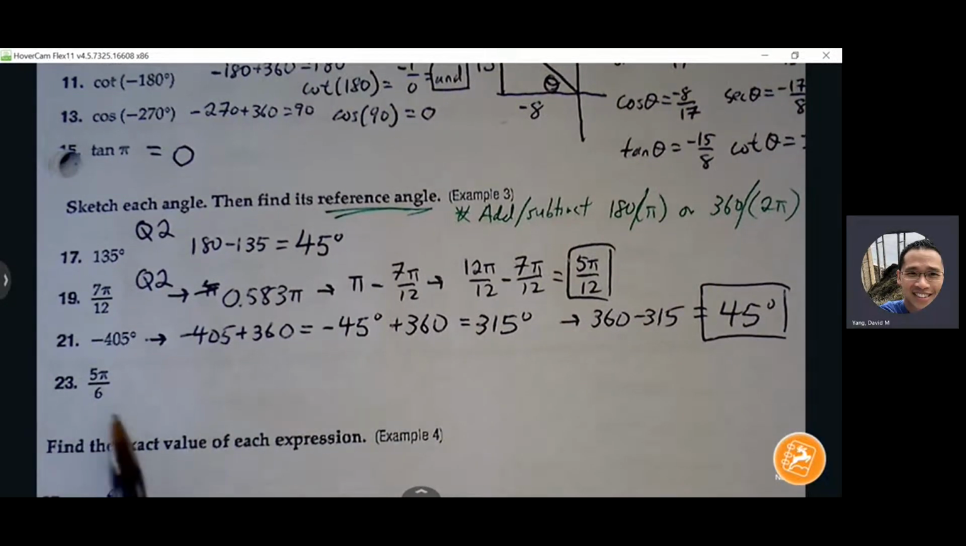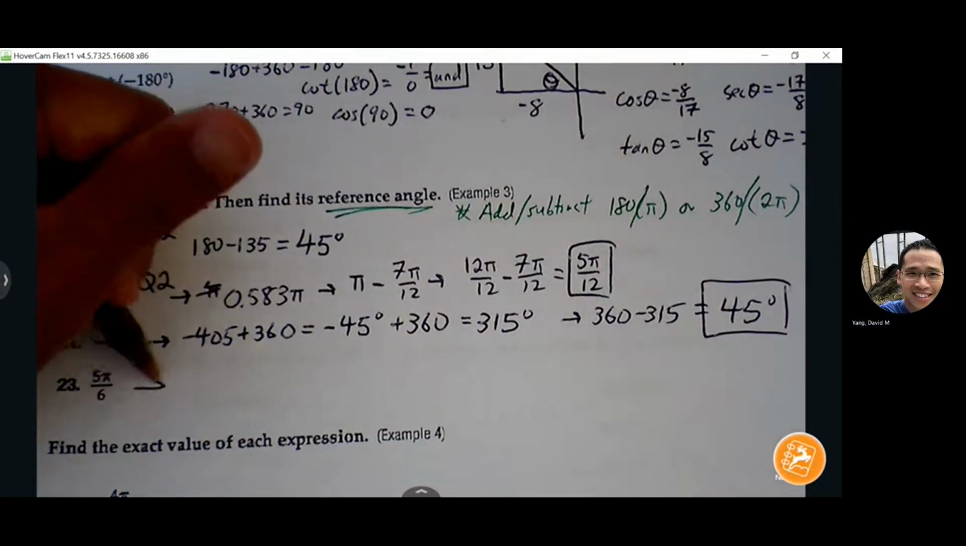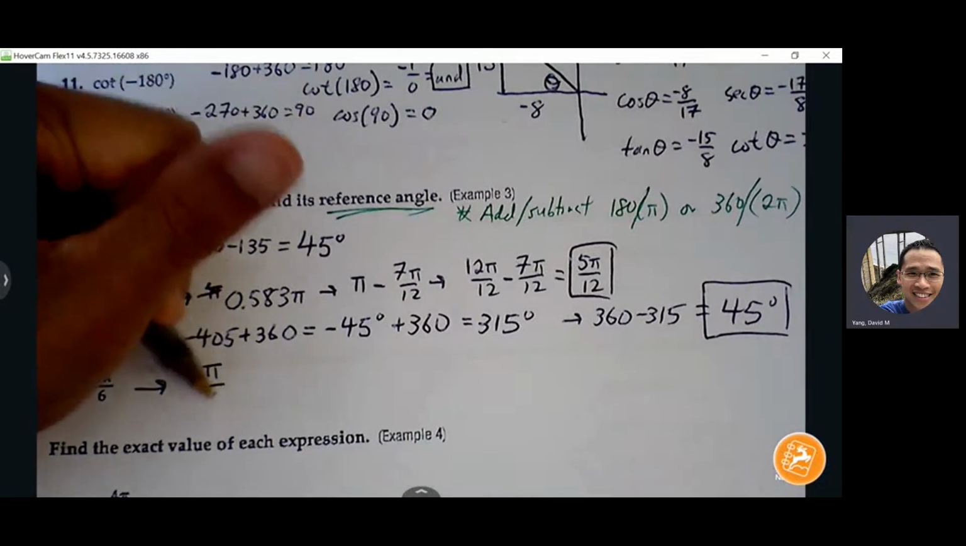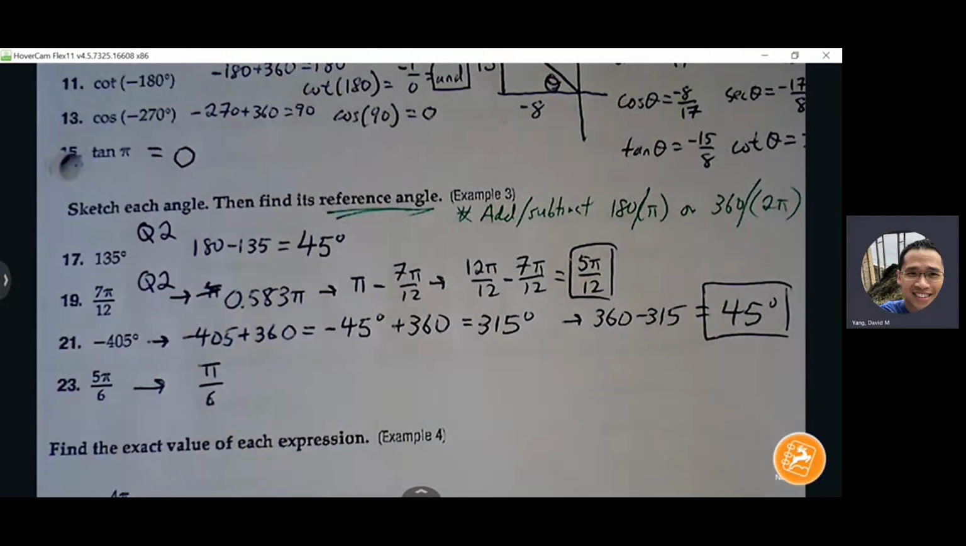Now that we learned the method with those patterns with radian measure, pi over 6, what's our reference angle? Pi over 6, right? I mean, we can subtract from pi, but it's nice to see that pattern, right? Your denominator is 6, you know it's going to be pi over 6.